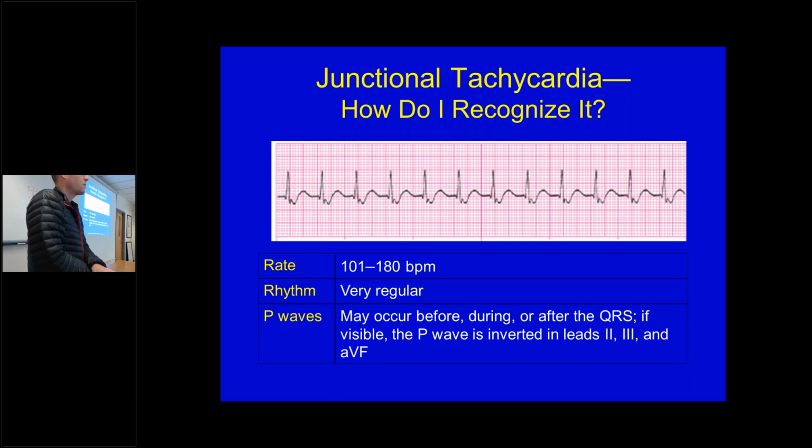Inverted, possibly buried in the QRS. Or probably buried in the QRS. So it's not the inversion in the ST segment, that little inversion? Isn't that, well, I guess that's what I mean. Yeah, I think that it's in the ST segment.